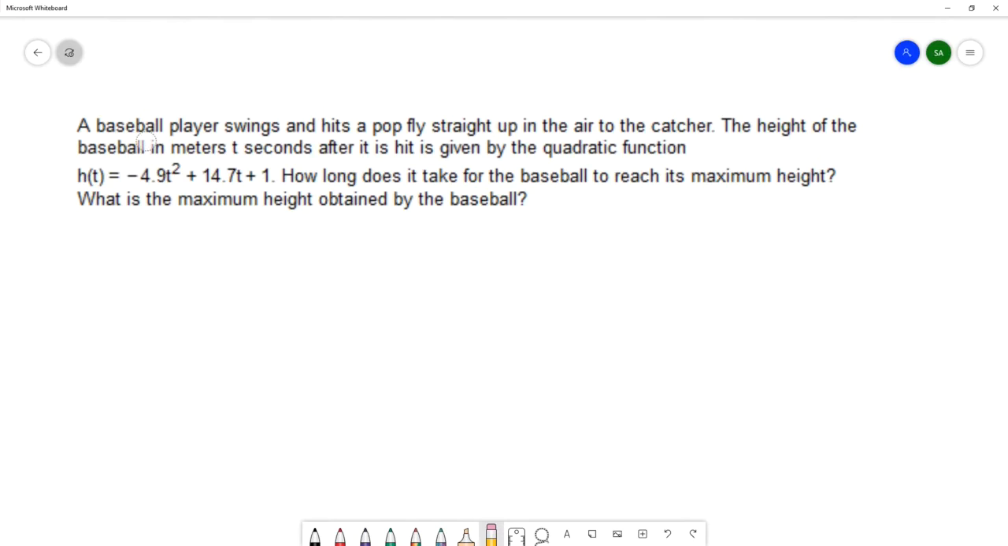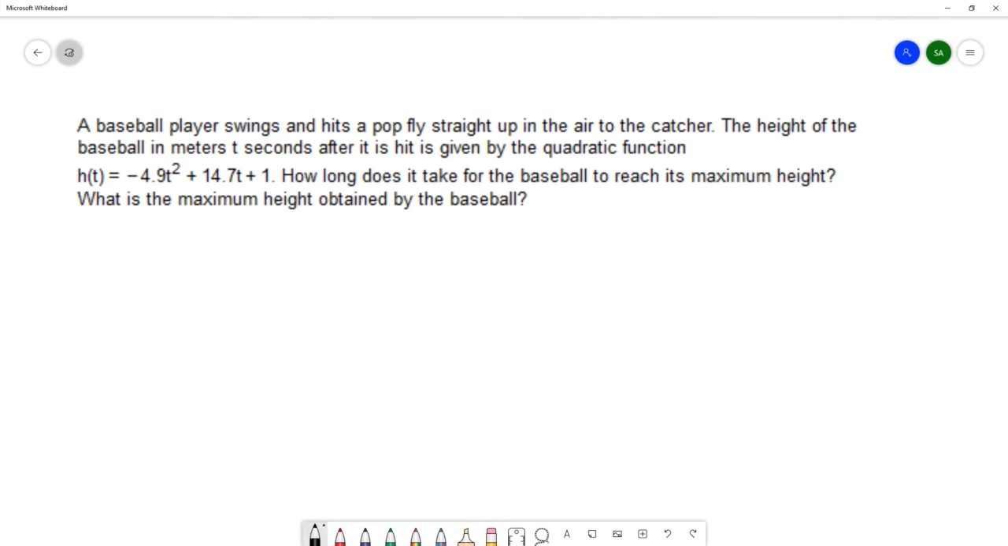A baseball player swings and hits a pop fly straight up into the air to the catcher. The height of the baseball in meters t seconds after it's hit is given by the quadratic function h(t) = -4.9t² + 14.7t + 1. How long does it take for the baseball to reach its maximum height? What is the maximum height obtained by the baseball?